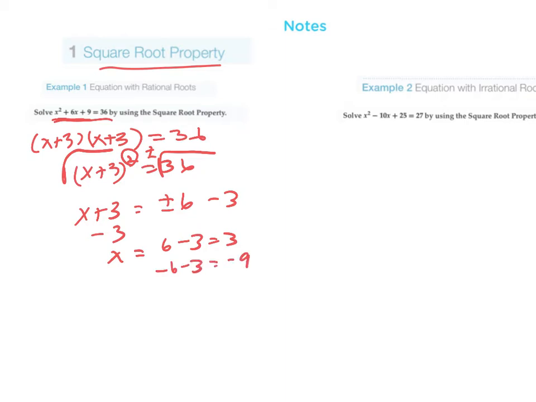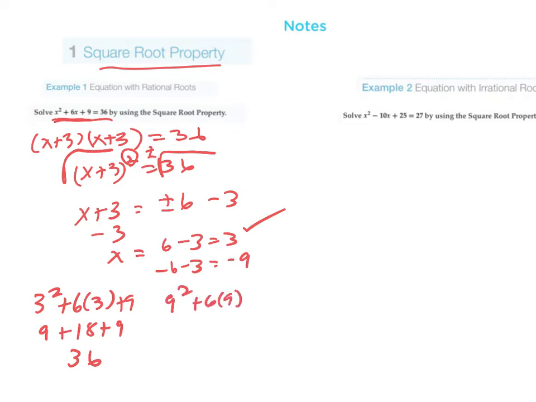So I need to take these two answers and plug them back into the equation and see if they work, because sometimes they don't. So I'm going to put my 3 squared plus 6 times 3 plus 9 and see if that equals 36. And that's 9 plus 18 plus 9 equals 36. So the 3 checks out. Then I'm going to do the 9. So I'm going to go 9 squared plus 6 times 9 plus 9.